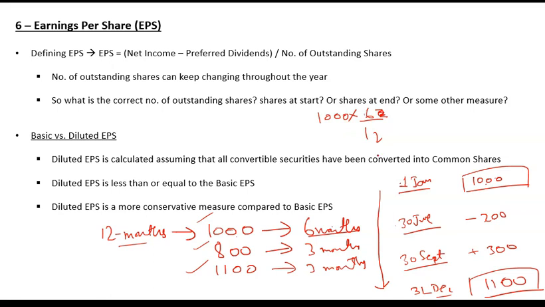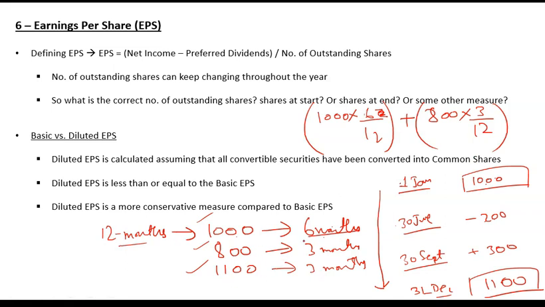1000 multiplied by 6 divided by 12. This is the weight for this 1000 shares. Then I had 800 shares. 800 shares remained outstanding for 3 months. So 800 multiplied by 3 divided by 12. This will be the weight of 800 shares in that particular year.